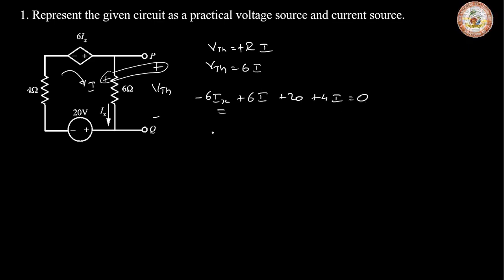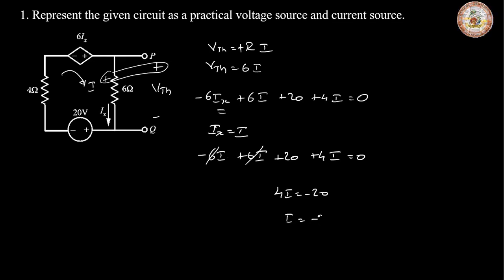You can see we have one unknown variable, Ix. In mesh analysis, Ix is simply equal to I, as both are in the clockwise direction and the same current flows through the loop. Thus the equation becomes minus 6I plus 6I plus 20 plus 4I is equal to 0. The 6I cancels, so we have 4I is equal to minus 20, or I is equal to minus 20 by 4, where I is equal to minus 5 amperes.